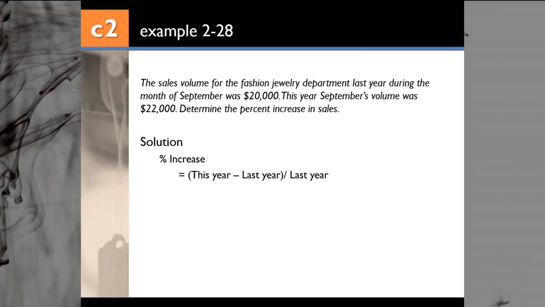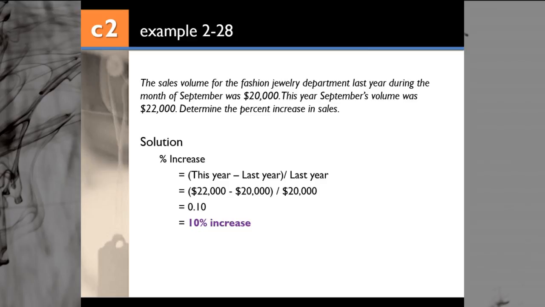So this year, 22,000 minus 20,000, which is going to be 2,000, divided by last year's sale, which is 20,000. So 2,000 divided by 20,000, you can calculate it and you will get 0.1. And you can quote it as 10% increase. So what does that mean? There you go. That pretty much means that your sales increased by 10% compared to last year's sale.